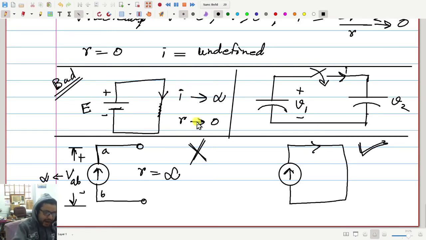I squared R is confusing here, but let me tell you that this energy is E squared by R. You use the term E squared by R. So the power is E squared by R. Now R is tending to 0, and E is constant definitely, so it's going to infinity, right? Yes, sir. Okay.